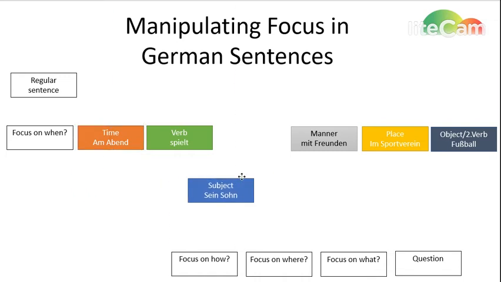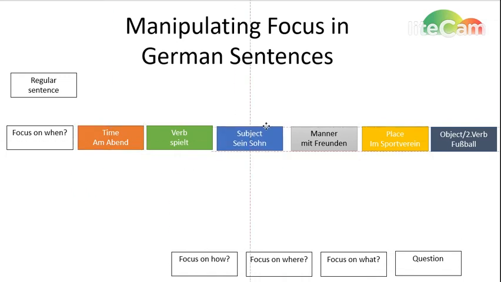And so what you then do, because subject and verb have to remain together, you move the subject into the position after the verb. So now you have, am Abend spielt sein Sohn mit Freunden im Sportverein Fußball. In the evening plays his son with friends in the sporting club football. Now it's starting to sound worse and worse, but to the German ear, this is not odd. This is a perfectly normal sentence.